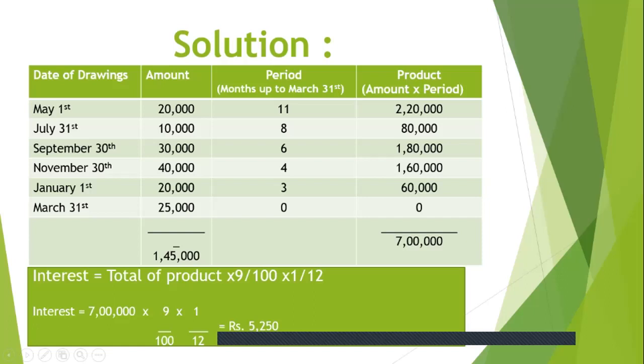5,250. So I think this is very clear, and this is a very easy method to calculate in one go the interest on drawing in case a partner withdrew unequal amounts at unequal dates. So I think this is very clear. You can make a note of it. Okay, now let us move on to the next slide.